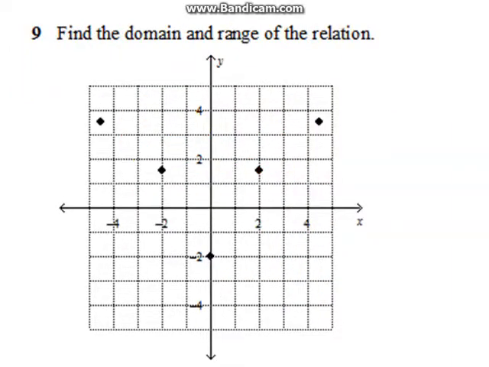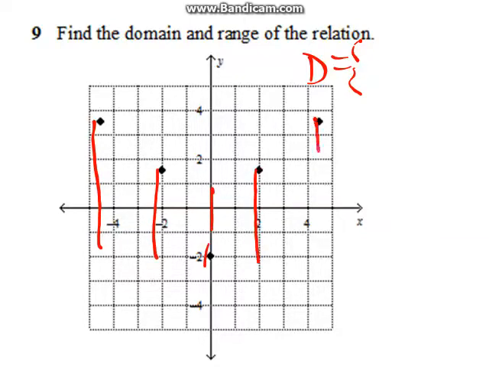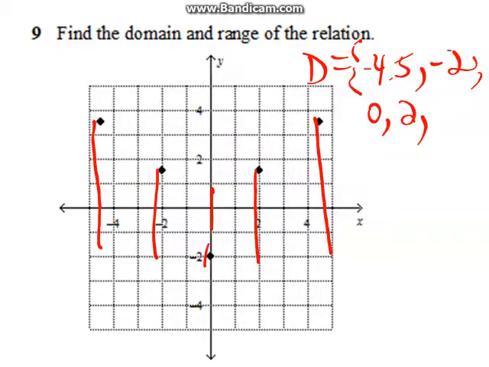The domain and the range, the domain is equal to all of our x values. So when you look, and it's a set of values. So in our domain, we want to see where each one of these are hitting the x-axis. All right, so the first one, we've got -4.5. The next one is at -2. After that, it's at 0, at 2, and 4.5.